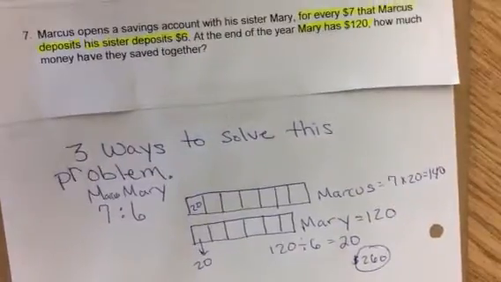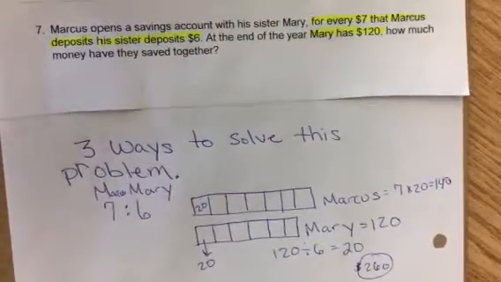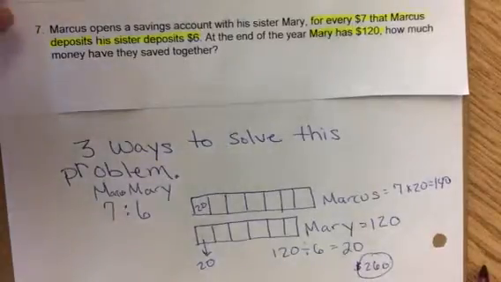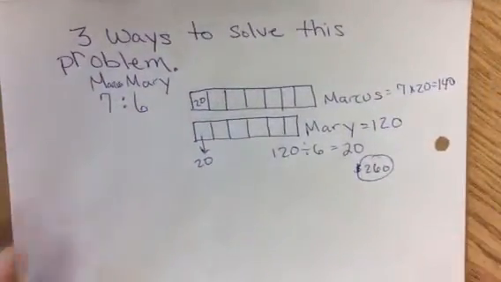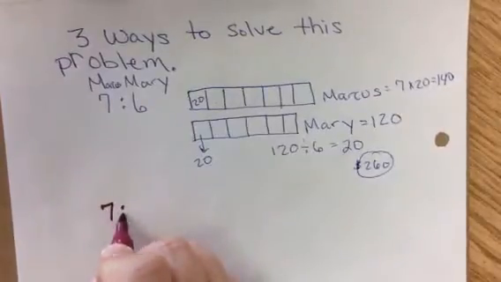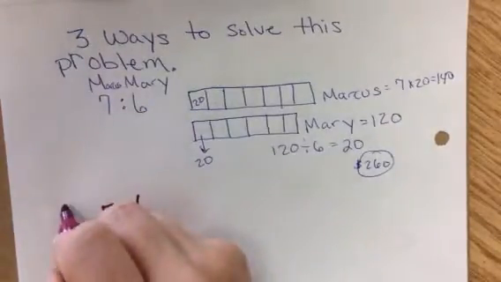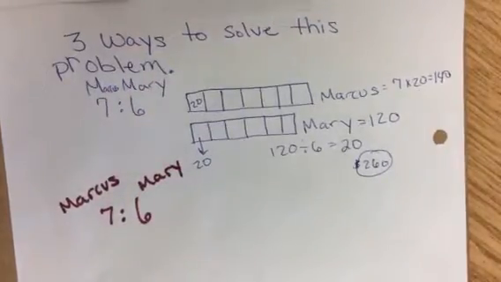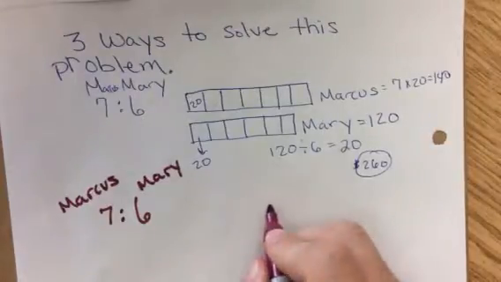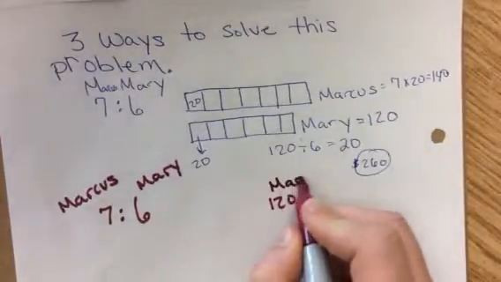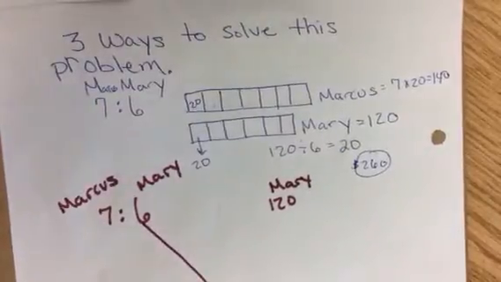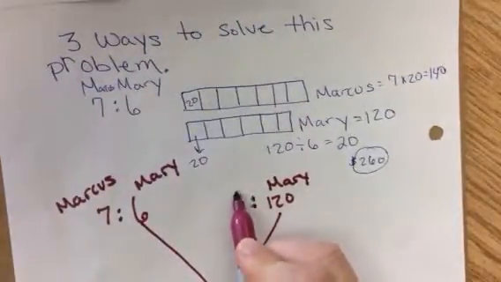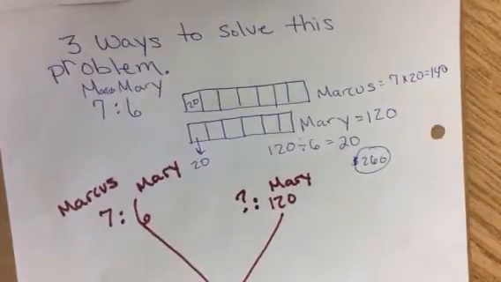So that's one way they can do it, and some of you may not be familiar with the tape diagram strategy. The next strategy we talked about is the double V strategy, which a lot of students like to use. Not a lot of drawing. So writing the ratio 7 to 6 again, labeling it Marcus so they can keep track, and Mary. We know that Mary has $120, so that represents the second part of the ratio. We want to match up Mary with Mary. We don't know how much Marcus has, so we can put a question mark there.